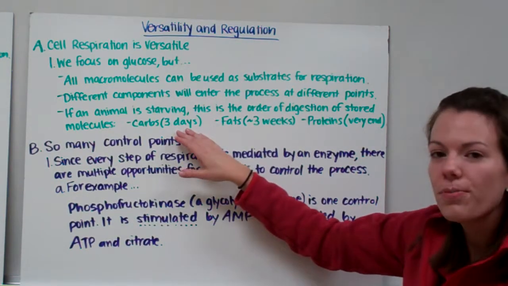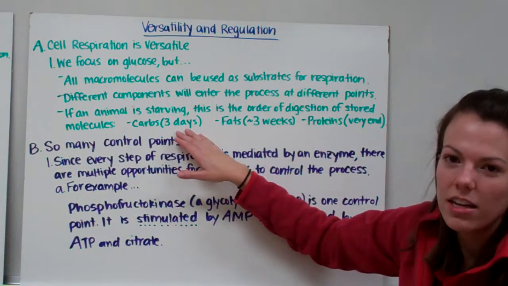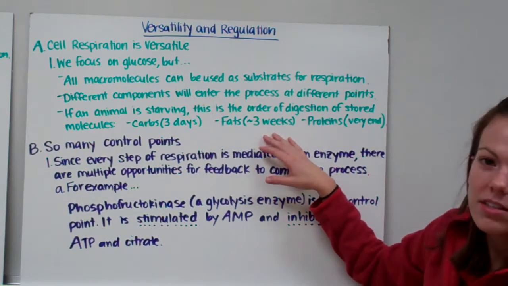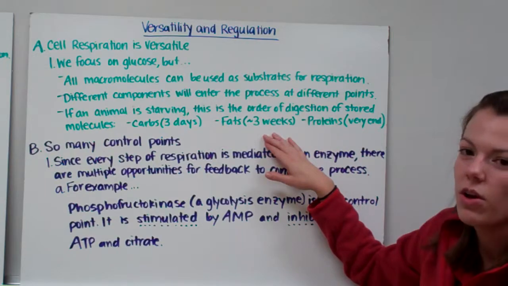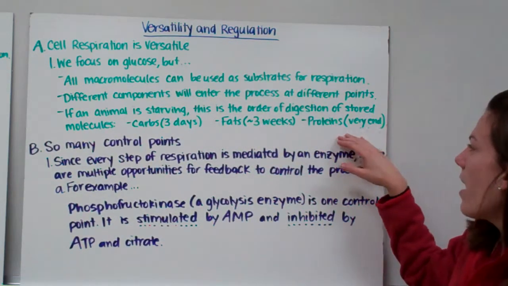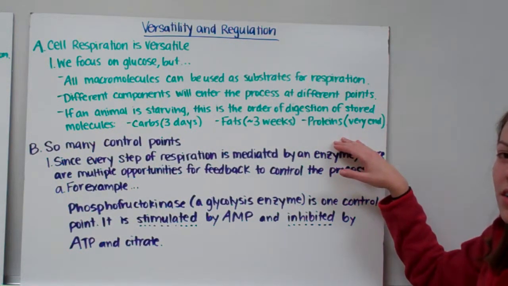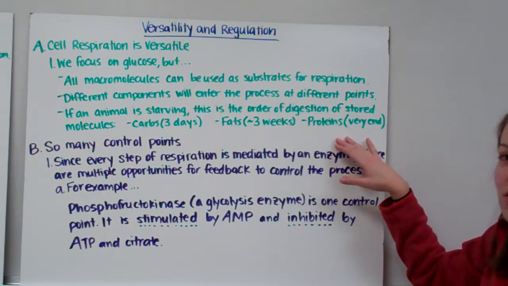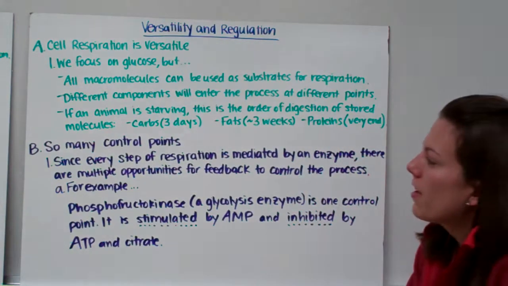For about 3 days, your body can live off of carbs stored in your body as glycogen. Then for about 3 weeks, it can survive on stored fat reserves, if you have any fat storage on your body. But after about 3 weeks and beyond, you're about to die, and your body will begin to break down the proteins. It'll break down your muscles and other organs.